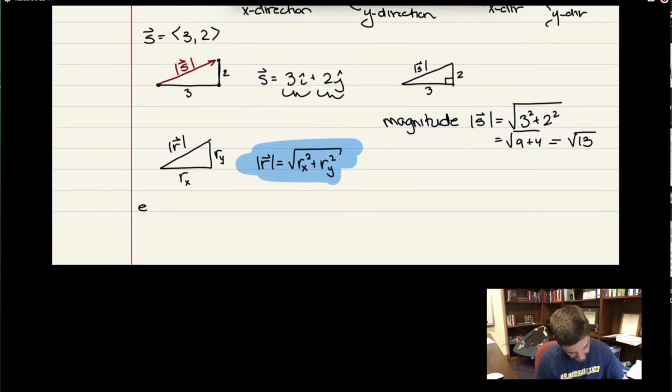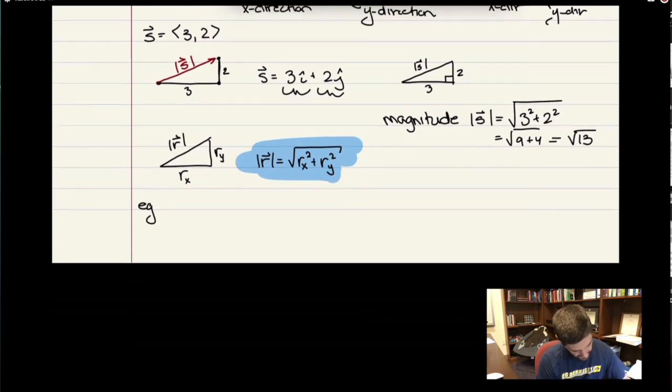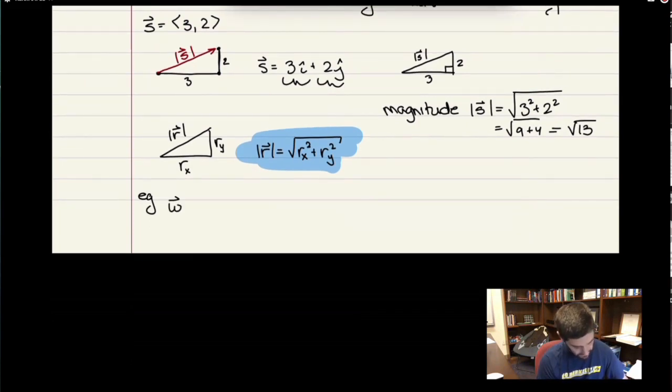So again, for example, if I tell you that I have some vector w, and I'll write it like this, it is (3, 4). So again, what does that mean? That means in the x direction, it goes out 3, and in the y direction, it goes up 4. Going from my starting point to my ending point, that is the vector w in this particular coordinate system.